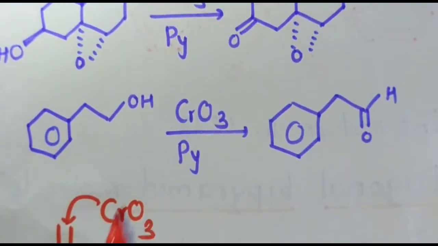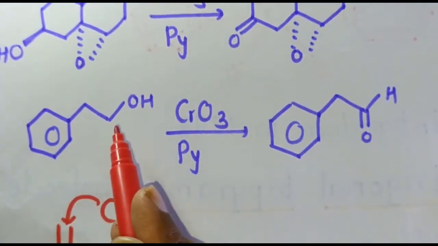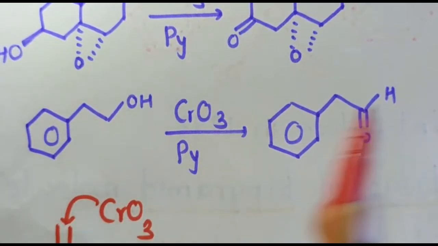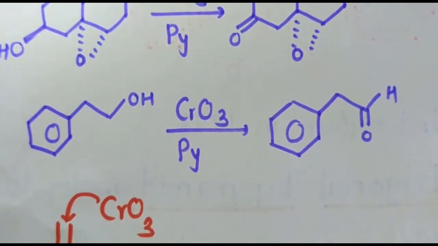In the second example, this is the primary alcohol, so the primary alcohol gets oxidized to the aldehyde. There will be no over-oxidation, so the side product will not form. So only the aldehyde is present in the product. There will be no formation of carboxylic acid.